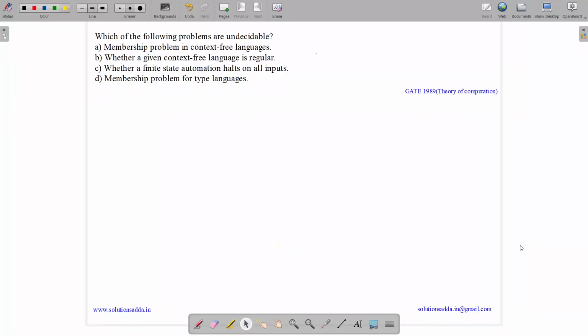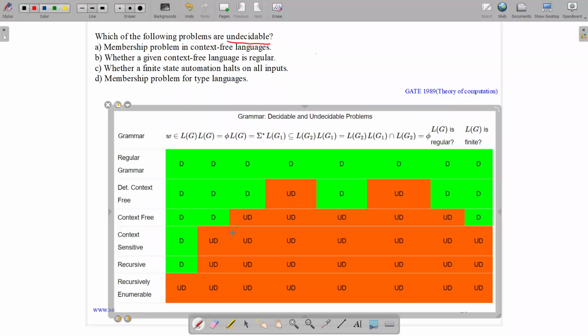This question belongs to Theory of Computation subject and was asked in GATE 1989. So the question belongs to the undecidability and decidability topic. The question states, which of the following problems are undecidable? Membership problem in context-free languages, whether the given CFL is regular or not, whether a finite state automaton halts on all inputs, membership problem for type 0 languages. So for these decidable and undecidable language identifying problems, it's better to remember a table so that you can do it very easily.